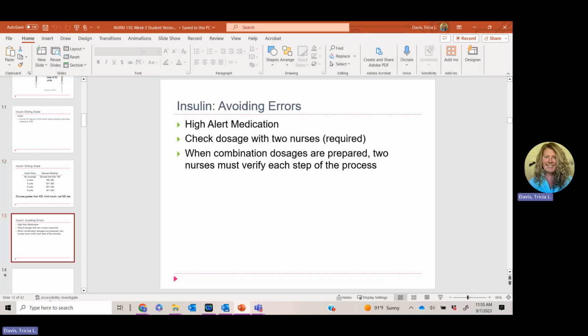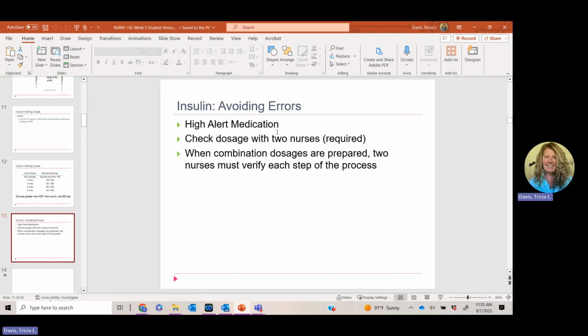So we want to be very careful when we're handling insulin. This is a high alert medication. If we gave somebody too much insulin and we dropped their blood sugar too low, it could be very dangerous for the patient. So in a lot of facilities, you have to check this dose with another nurse. Some facilities do not require this. They do require it where I work.